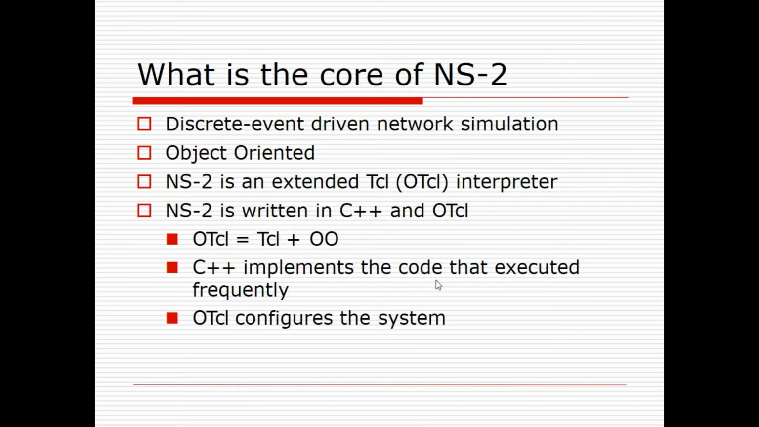So let's begin. What is the core of NS-2? Discrete event-driven network simulation. It is purely object-oriented. NS-2 is an extended OTCL interpreter, where TCL is Tool Command Language. NS-2 is written in C++ and OTCL, and OTCL stands for two things, that is TCL plus OO. TCL stands for Tool Command Language and OO stands for Object-Oriented. C++ implements the code that executes frequently, and OTCL configures the overall system of simulation.